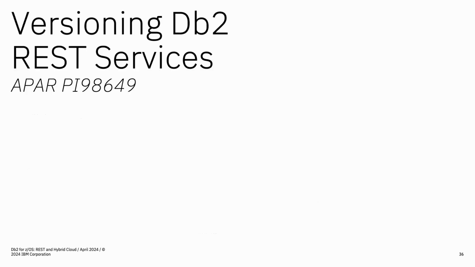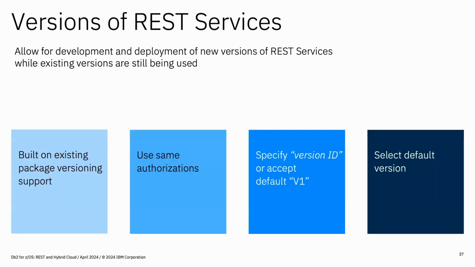Okay, so this brings me to versioning. This is the last section for my part, and then I'm going to pass it off to Tori. This is a newer feature for REST services. It was associated with APAR PI98649. Versions of REST services allow for the development and deployment of new versions of REST services while existing versions are still being used. So that means that we can create a new version of a REST service on a version that already exists, and then use that for development and deployment.